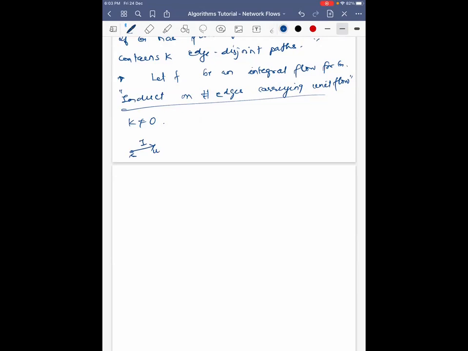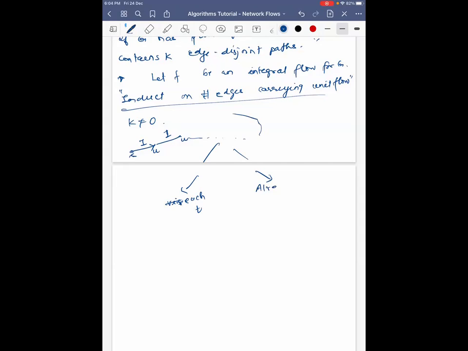Carrying unit flow. Now again, for the conservation constraints to be satisfied, there must be at least one edge coming out of U carrying unit flow. Let's call that edge UW, also carrying unit flow. We continue this process. At this point, you would end up in one of two situations. Either you reach T, or you visit a node that you have already seen before on this path.